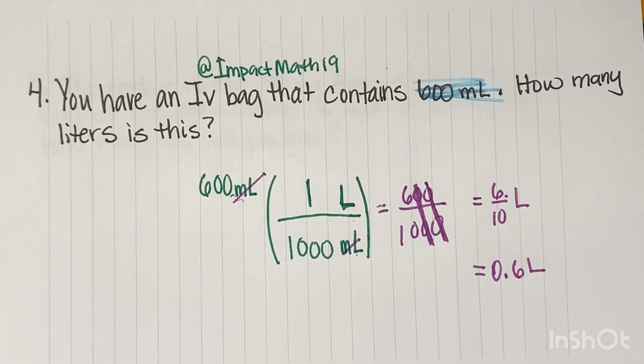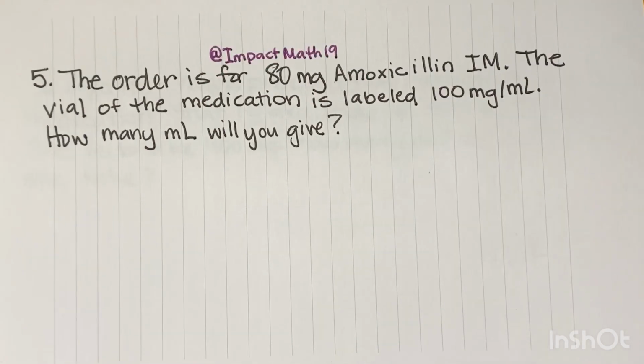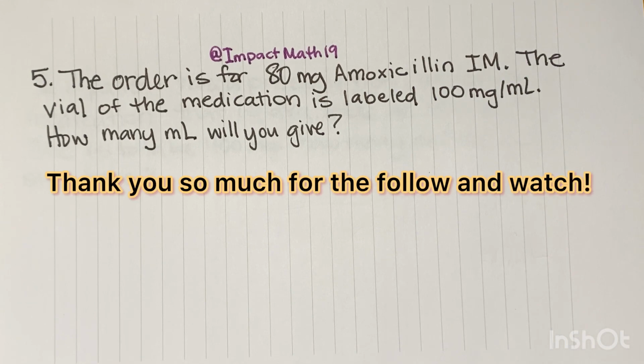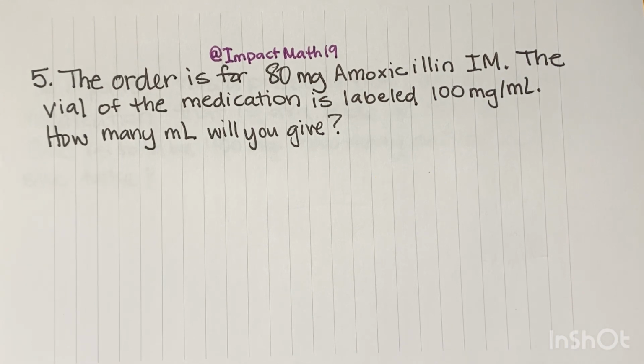If you want to pause at this time and try the last one, I suggest you do that and see if you get the right answer. Number 5, the order is for 80 milligrams of amoxicillin IM. The vial of the medication is labeled 100 milligrams per milliliter. How many milliliters will you give?